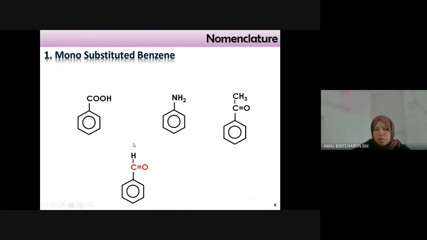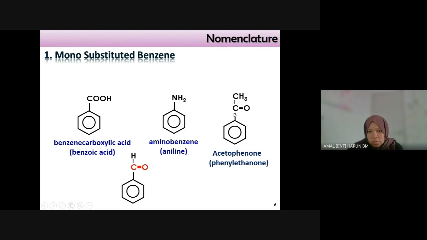Next, we can also have COOH bonded to benzene. We call it benzoic acid or benzenecarboxylic acid. So this we will learn in further detail in the chapter on carboxylic acid. Next is NH2 attached to the benzene ring. We call it aniline. Okay, the common name is aniline, and also as an IUPAC name, aniline or aminobenzene. The parent is benzene, and then NH2 will be the substituent. We call it aminobenzene.